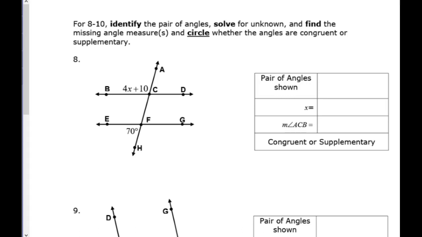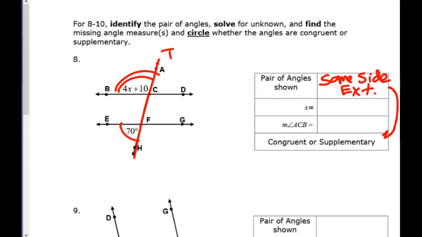So, these two angles are on the same side of the transversal, right? And they're both outside the parallels, so they're not the same, okay? But they are called same side exterior, which means that they are supplementary. Same side supplementary. That means they're going to add up to 180.